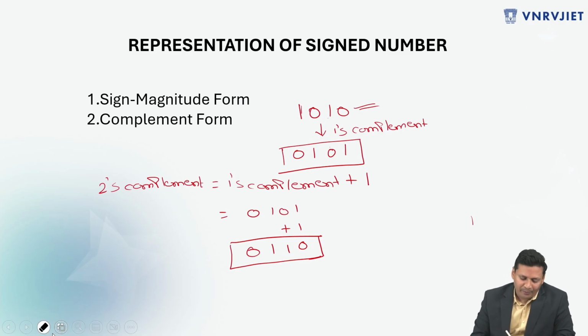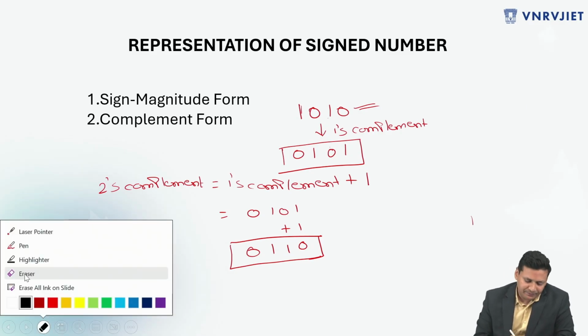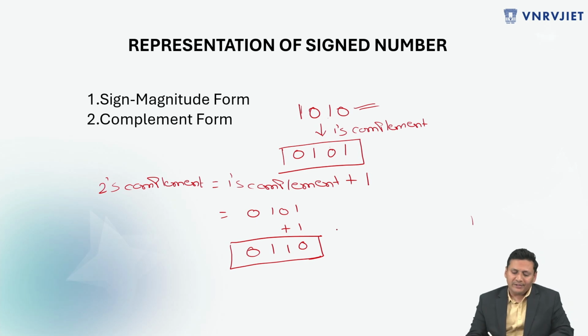So the 2's complement of 1010 is 0110. There is a shortcut to find the 2's complement. Take 1010. Now I want to find its 2's complement. The shortcut is you check in this direction and write all the bits as it is until you encounter the first one. Afterward, interchange the bits, or you can say complement the bits.